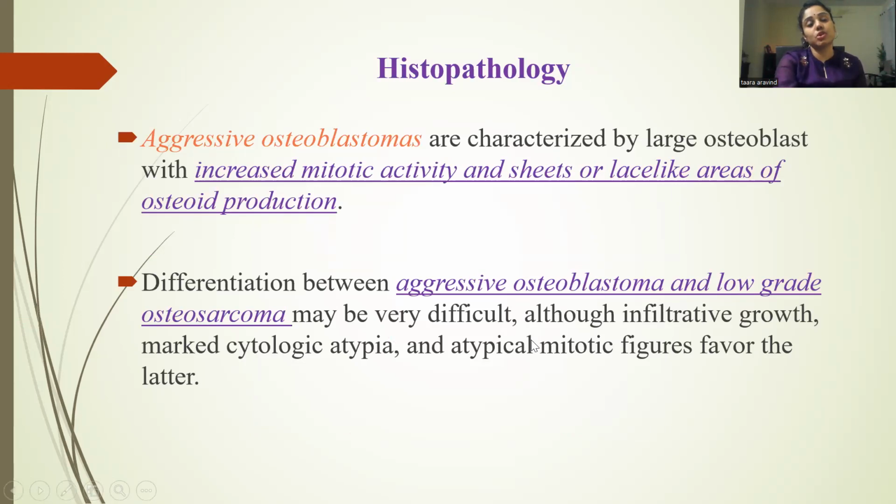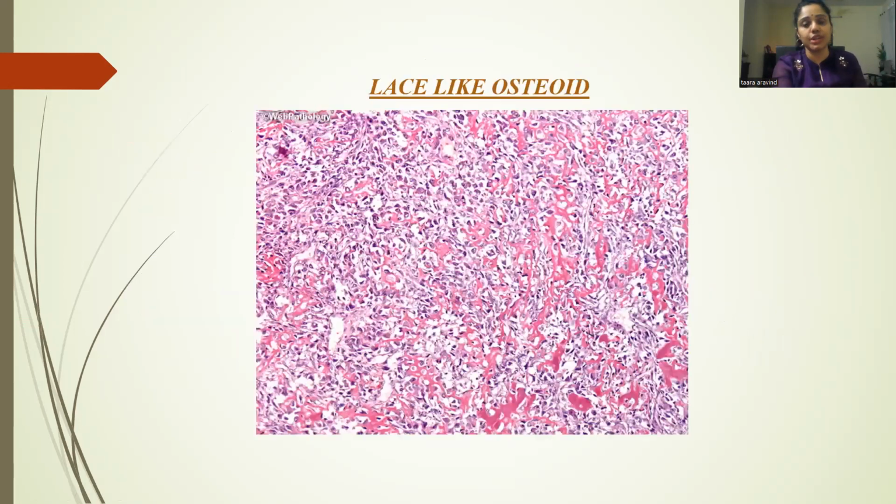In low-grade osteosarcoma, definitely there will be cytological atypia, atypical mitotic figures, and the growth pattern will be infiltrative. Whereas in aggressive osteoblastoma, the cytological atypia and atypical mitotic figures will be absent. That is how histopathologically we differentiate aggressive osteoblastomas and low-grade osteosarcoma.